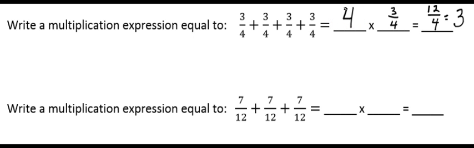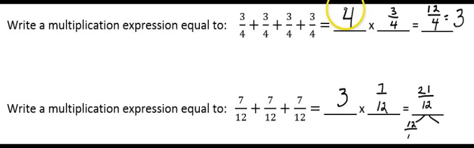Here I have the expression 7/12 plus 7/12 plus 7/12. So I'm taking 3 groups of 7/12. Well, if I have 3 groups and there's 7/12 in each group, altogether I have 21/12. If I want to change that to a mixed numeral, I would think of my multiples of 12, and the closest would be 12/12, and that leaves me with 9/12 left over for a final answer of 1 whole and 9/12.